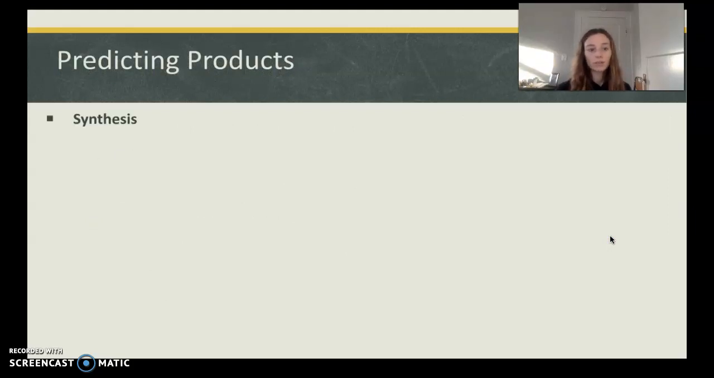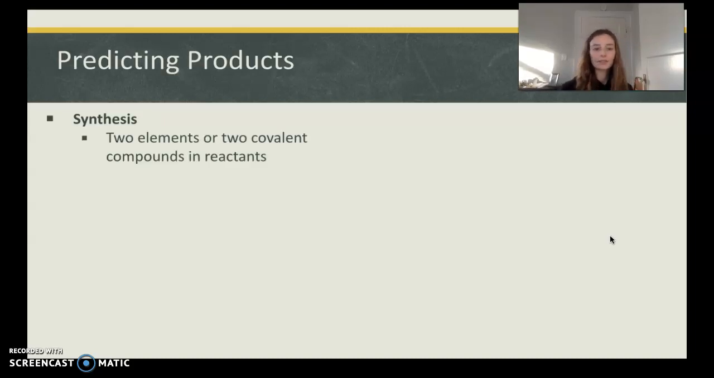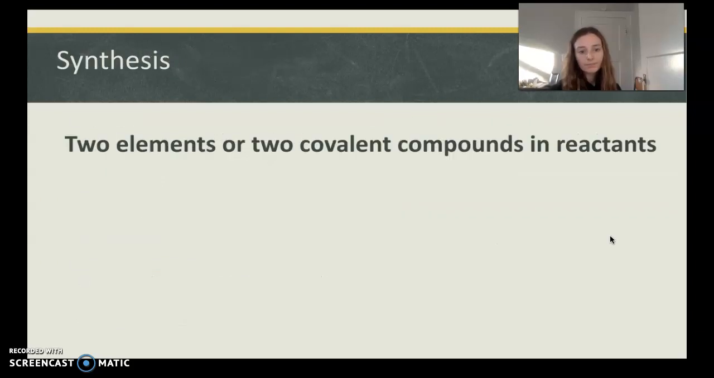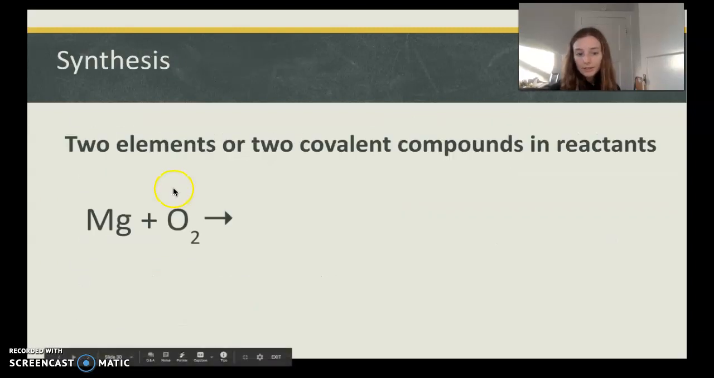So we're going to look through predicting products. So the first step we said was to identify what type of reaction we have. So we're going to look at how would I be able to tell that? If it's a synthesis reaction, there will be 2 elements or 2 covalent compounds in the reactants. And I'm going to go through each of these slowly. So for example, here we have 2 elements, or it could have been 2 covalent compounds in the reactants.